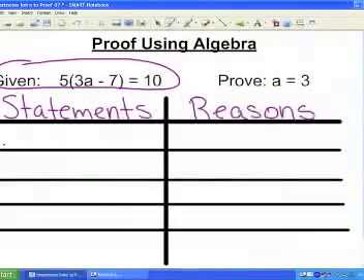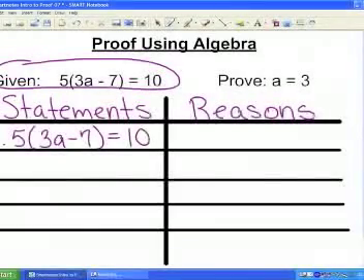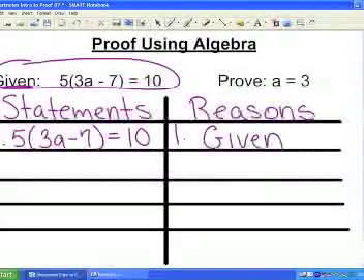So we're going to start our first statement, 5 times the quantity 3a minus 7 equals 10. And the reason, where did it come from? It was given to us. Notice that we are numbering the statements and the reasons as we go. So if it takes more than one line to write something, everything's organized and we know what matches with what.